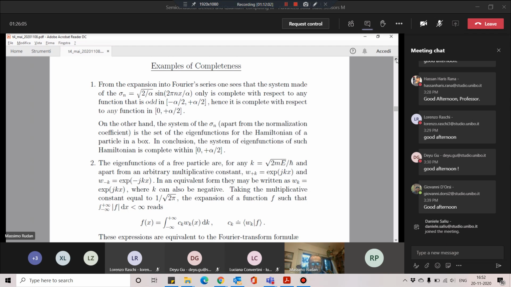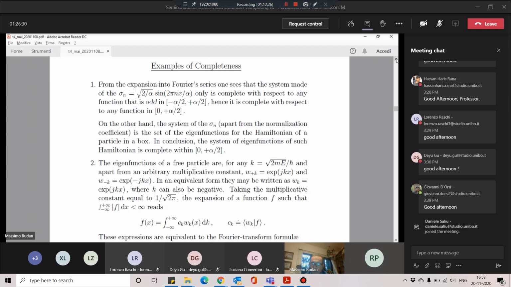Okay, this is not to be taken for granted. This must be demonstrated, but mathematicians have worked a lot on this. So we know that the sets of functions that come out from the operators used in quantum mechanics have these properties. Okay, and these properties are very important.